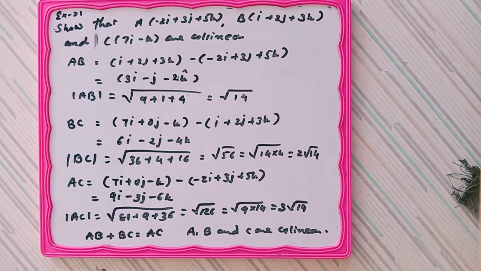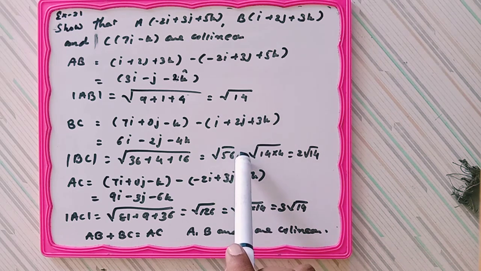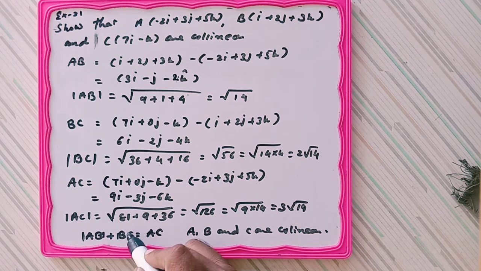And for AC, we find the position vector 7i plus 0j minus k minus (2i plus 3j plus 5k), so 5i minus 3j minus 6k. Its magnitude we can calculate, and we can write it as 3 root 14. So here we can see that the magnitude of AB plus BC is equal to AC, and so we can say that A, B and C are collinear points.